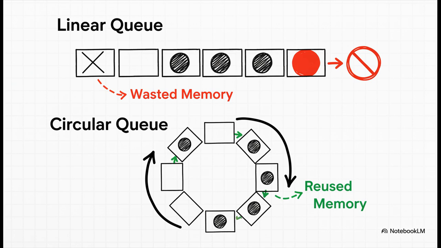Oh, and here's a quick pro tip on queues, the circular queue. See, with a regular queue, once you take an item from the front, that memory slot just sits there, empty and wasted. A circular queue is way smarter. It basically treats the end of the line as being connected to the beginning. So when it reaches the end, it just loops back around to fill in any of those empty spots at the front.